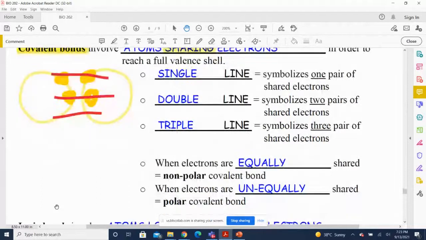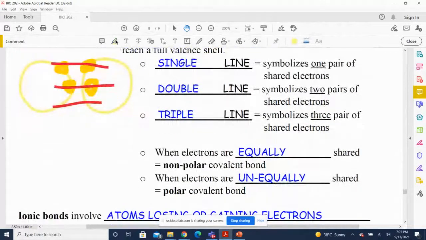What we end up having is that sometimes these electrons are equally shared. And if they are equally shared, we call these non-polar bonds. So they are equally shared. Both of these atoms get to hold that shared electron for as long a time. A lot of the time, though, it ends up being that we share these electrons unequally, and we end up with a polar molecule.